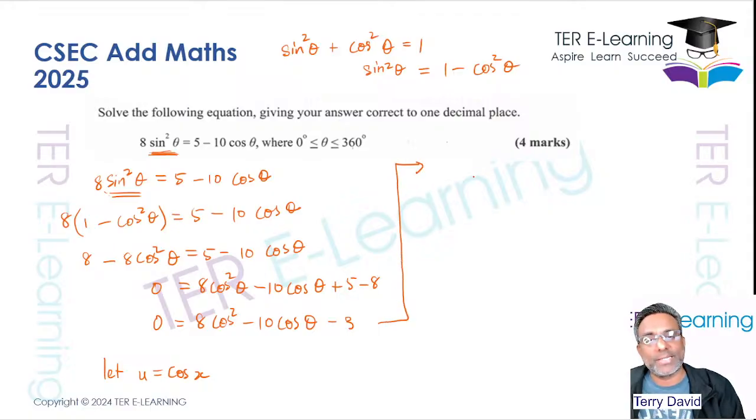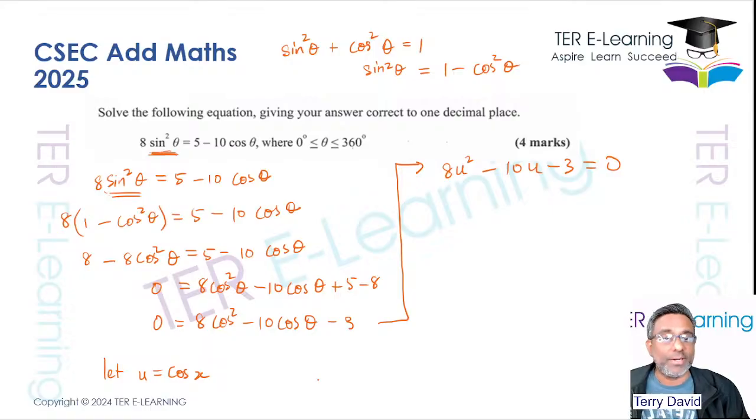So in this case, let's write it as 8u squared minus 10u minus 3 is equal to 0. And then we're going to factorize this. Let me give you a chance to factorize this one here. Tell me what you're getting when you factorize this.